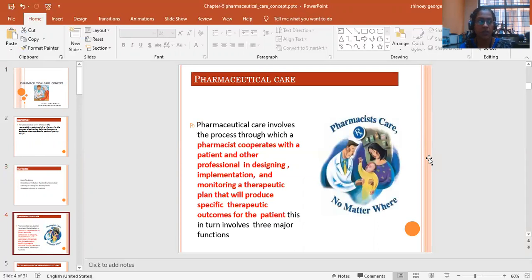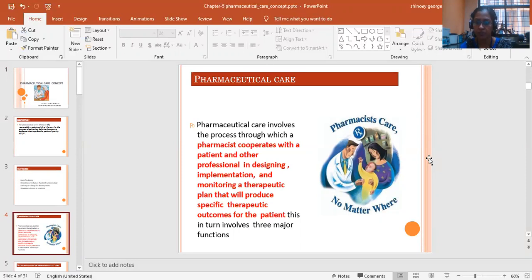Pharmaceutical care is not a single process, and a single healthcare professional cannot perform it. It is teamwork where all the healthcare team members have to put in their effort. It is a process in which a pharmacist, who is the major element in providing pharmaceutical care, has to cooperate with the patient as well as other members of the healthcare team in designing, implementing and monitoring a therapeutic plan for the patient, which ultimately helps in producing therapeutic outcomes.